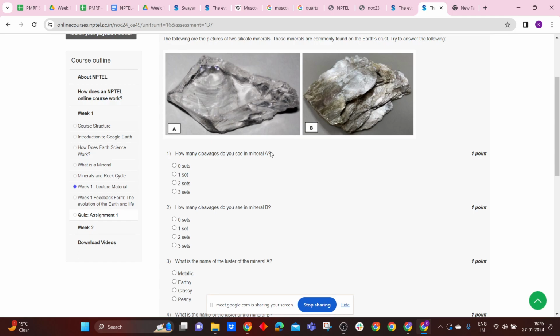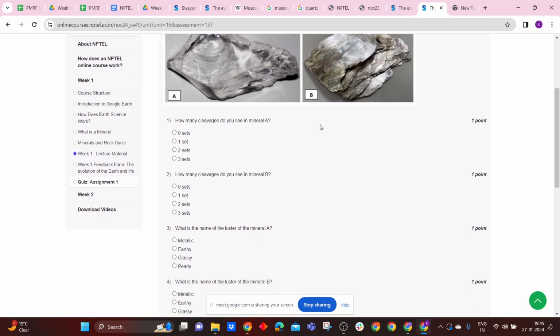And how many cleavages do you see in this mineral B, guys? One set. And what is the name of the mineral? It's a mica. Muscovite. Yes, it's muscovite. Muscovite generally contains one set of cleavage.